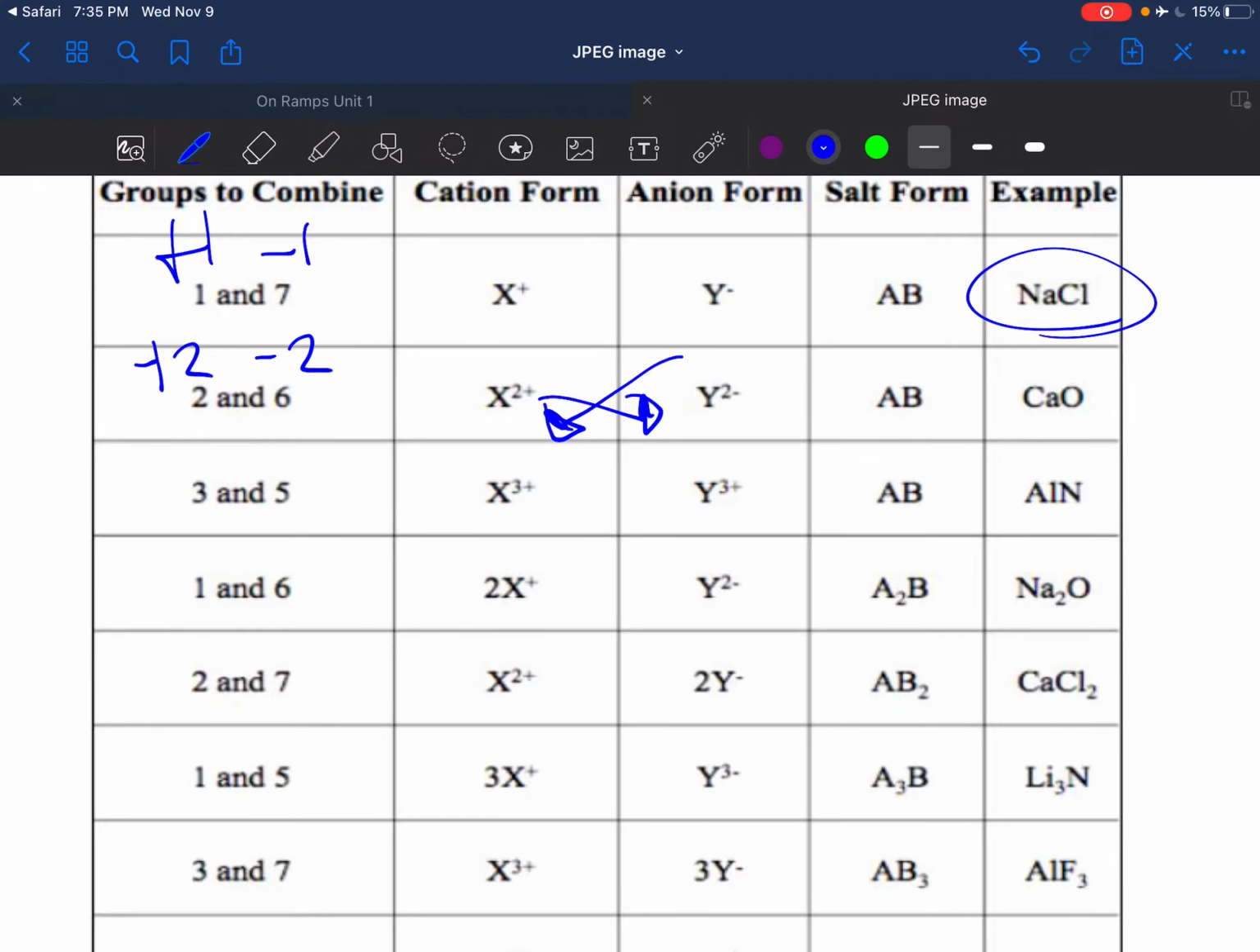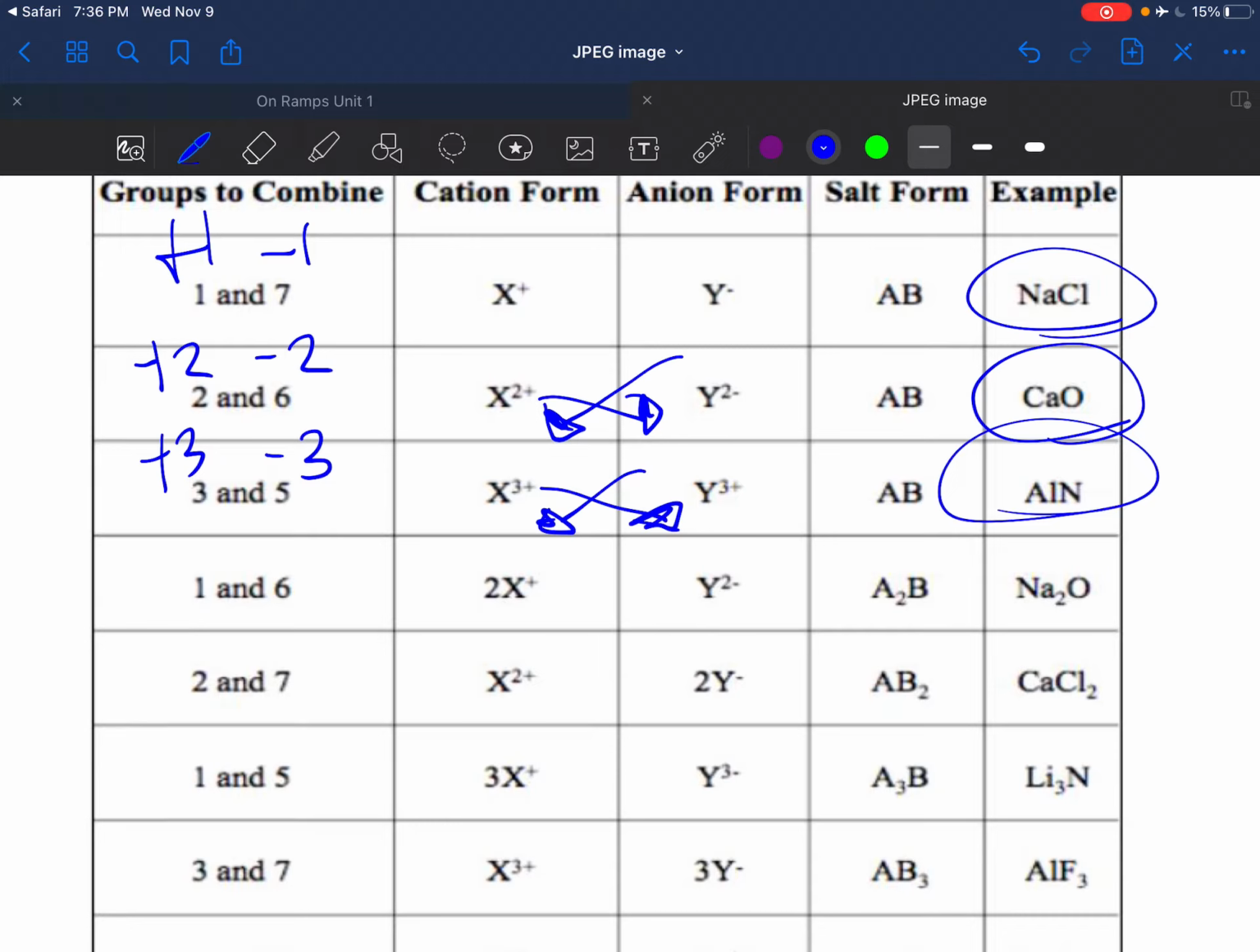Okay, but remember, same subscript, you're going to drop. So you should get something like, for instance, CaO. No subscripts because they're both 2, so the subscripts would drop. Group 3 and 5, that is +3 and -3. Again, they're going to swap. Same subscripts, you're going to drop them.